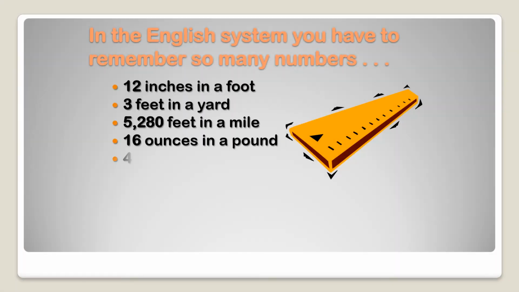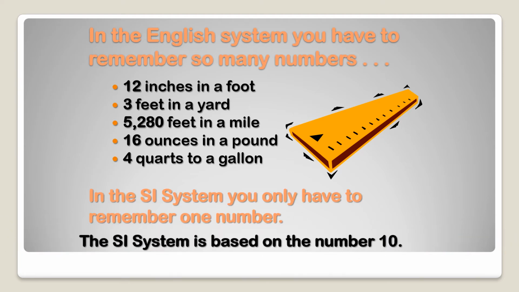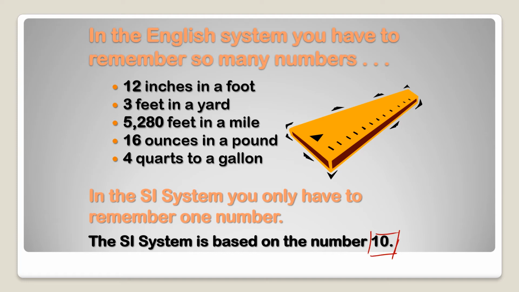So in the English system, you have to remember so many different numbers for conversion. 12 inches in a foot, 3 feet in a yard, 5,280 feet in a mile, 16 ounces in a pound, 4 quarts to a gallon. In the SI system, you only have to remember one number, and that is 10. The entire SI system is based on the number 10, which makes conversions exceedingly simple.